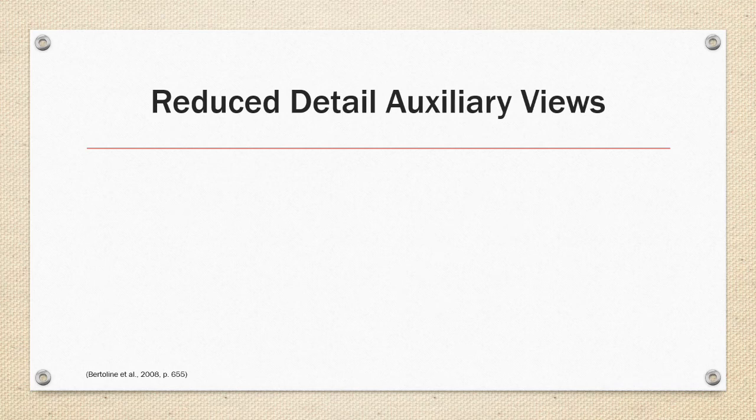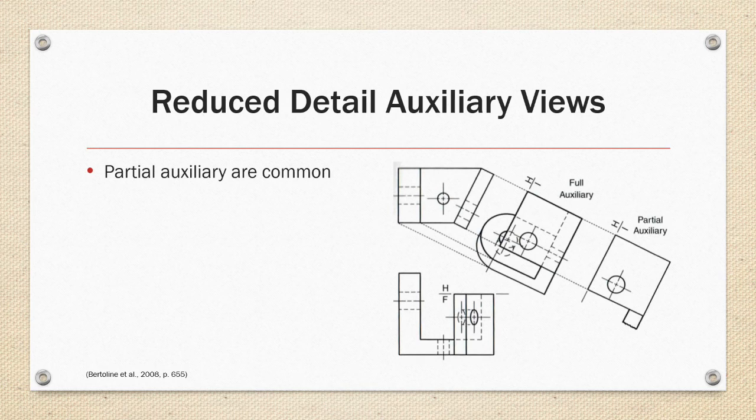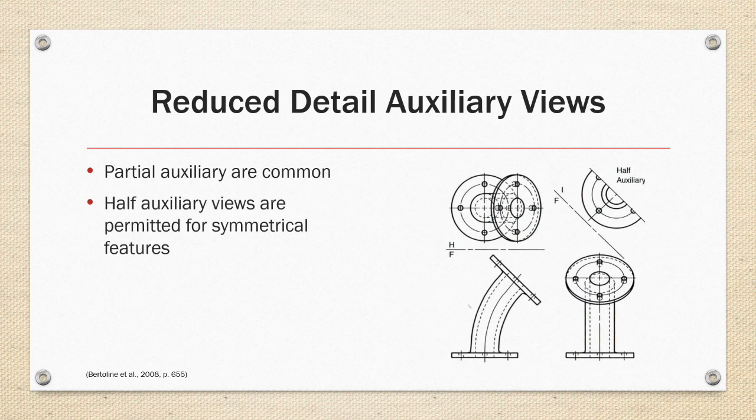Reduced detail auxiliary views are very common in the form of partial auxiliary views, which omit hidden lines and details other than the inclined plane surface. The example on the right shows an example of a full auxiliary view, and on the far right, a partial auxiliary view example of the same angle of projection. Half auxiliary views, like the example on the right, are also permitted for describing symmetrical features on an object.